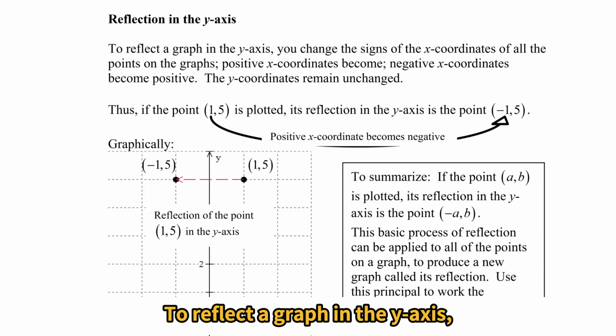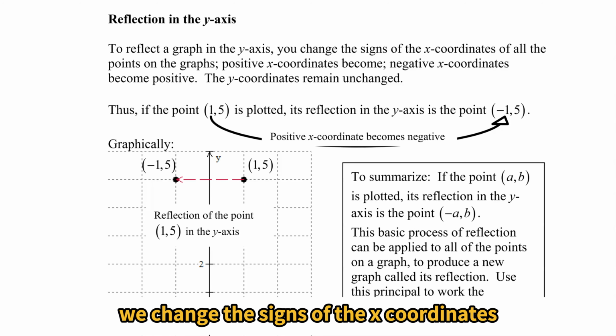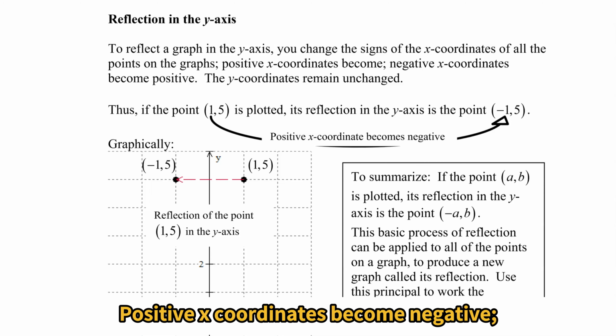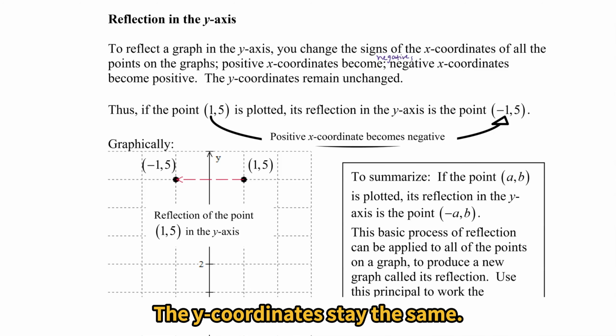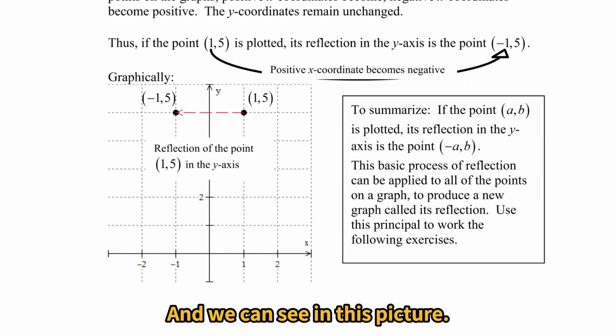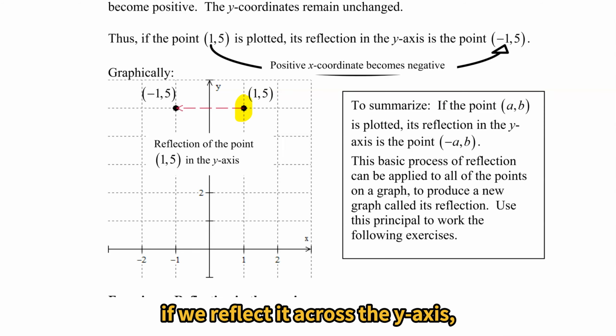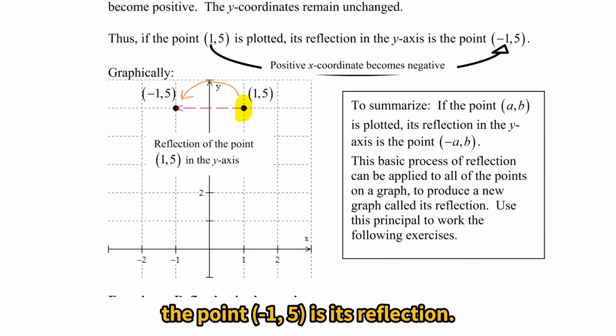To reflect a graph in the y-axis, we change the signs of the x-coordinates of all the points on the graph. Positive x-coordinates become negative, negative x-coordinates become positive. The y-coordinates stay the same. And we can see in this picture, if the point 1, 5 is plotted, then if we reflect it across the y-axis, the point -1, 5 is its reflection.